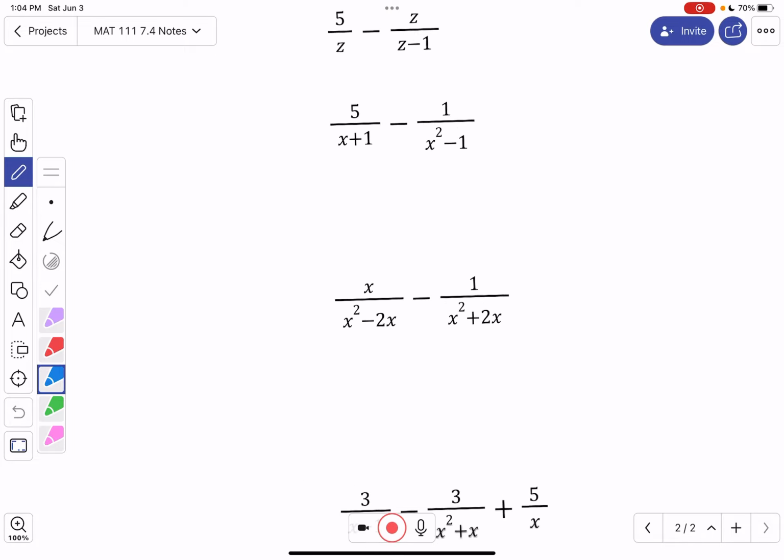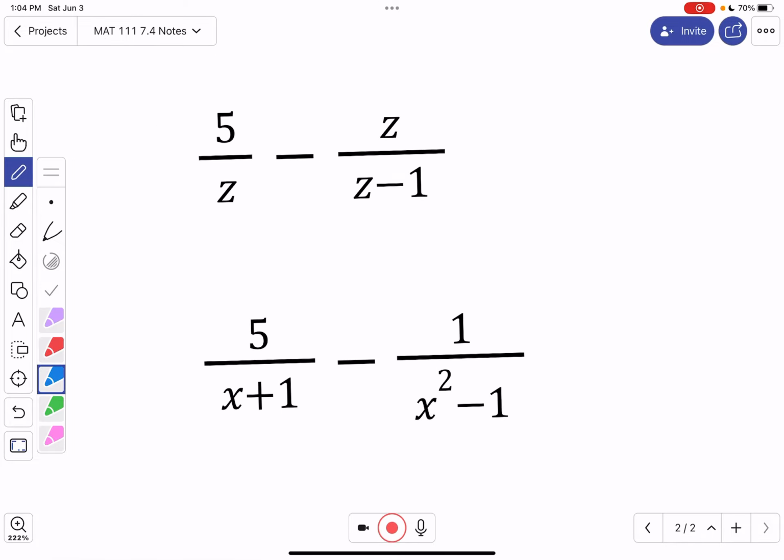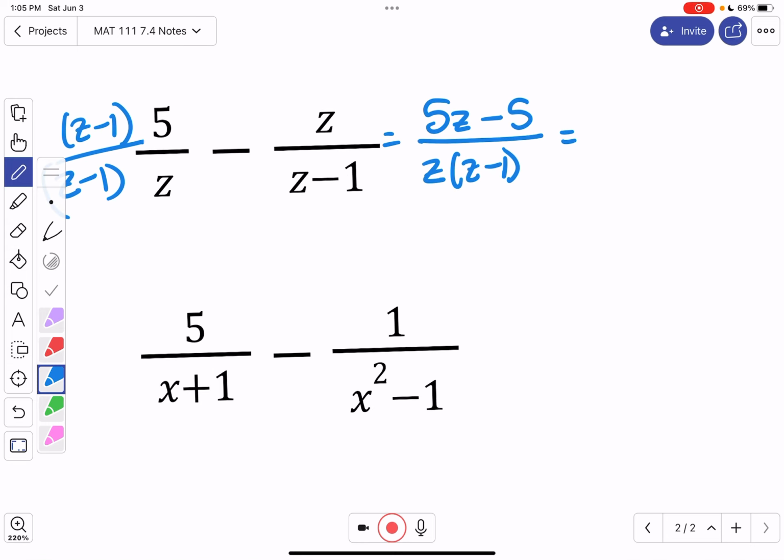So I'll do a couple, and then I'll have you try a couple if you want. This first one, we're going to multiply by z minus 1 over z minus 1. So distribute 5z minus 5. And for this part, we actually want to do it out because we're going to have to combine like terms. The bottom, we can just keep as z times z minus 1. The second fraction, we're going to multiply by z.